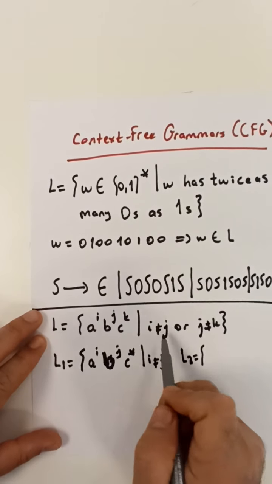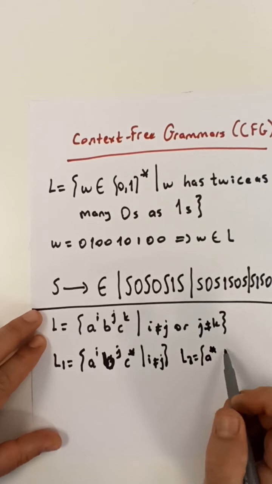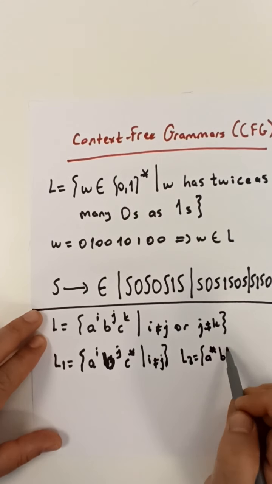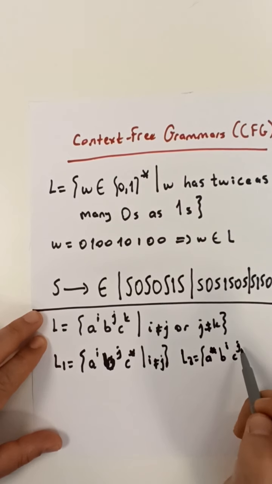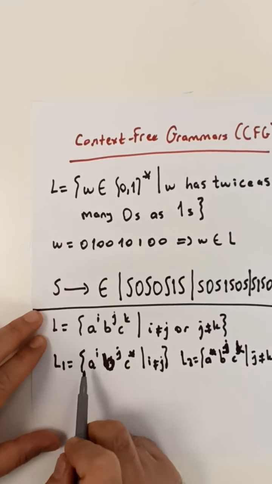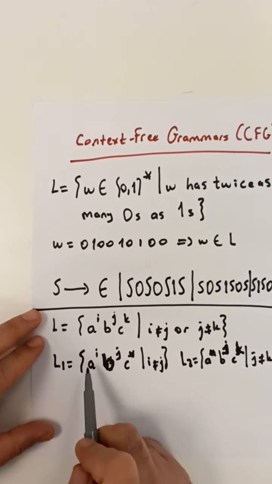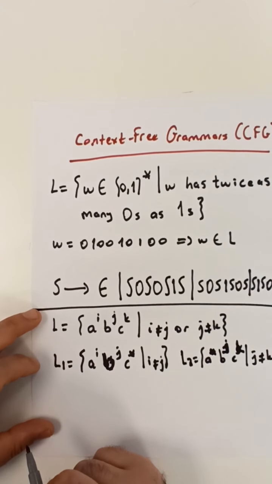This time we don't care about the first condition. So a star, any number of a's, followed by j many b's and k many c's, such that j is not equal to k. It's easy to see that if I take the union of L1 and L2, it should provide the language L.